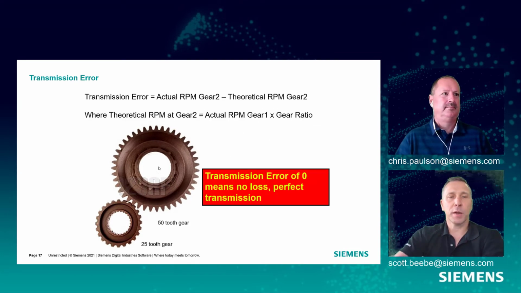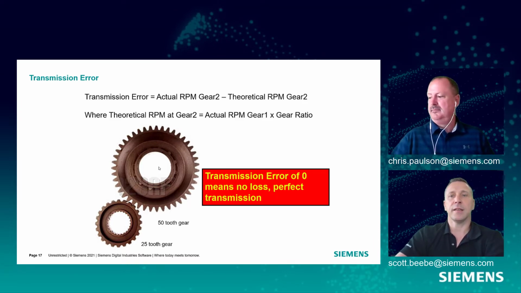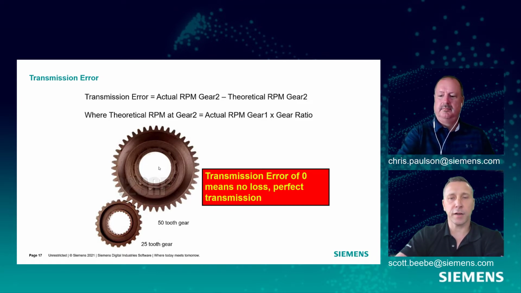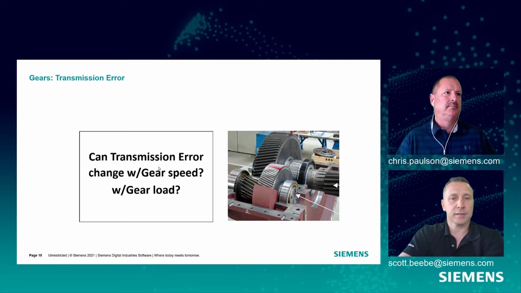Okay? So if we want to actually measure the transmission error in a test, what we do is we take the actual RPM measurement of the paired gears. So we take gear 2, and then that theoretical RPM that we just calculated with the math that we went through. And then we can figure out the difference between those two and figure out what that transmission error is. Now that transmission error, if it's 0, means there's no loss and we have perfect transmission. That's almost never the case.